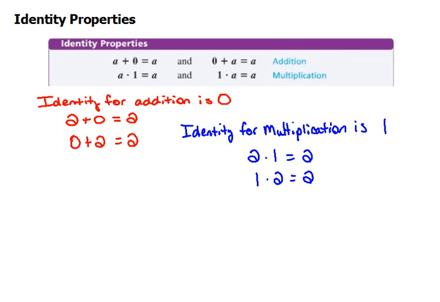The additive identity is 0. The multiplicative identity is 1. They are what you add or multiply to a number, respectively, and they don't change that number.